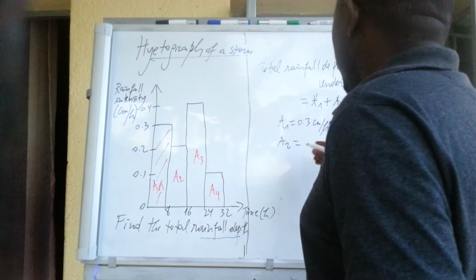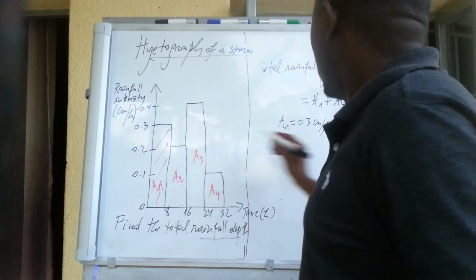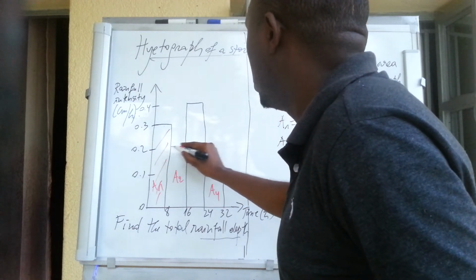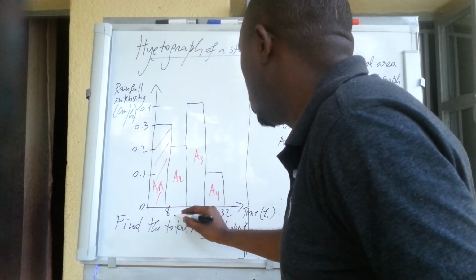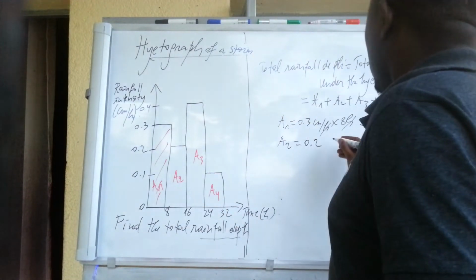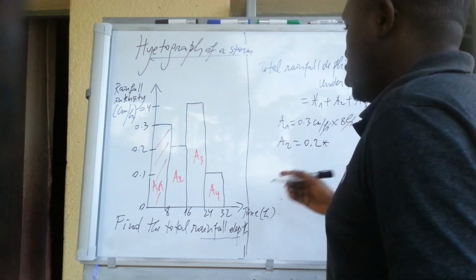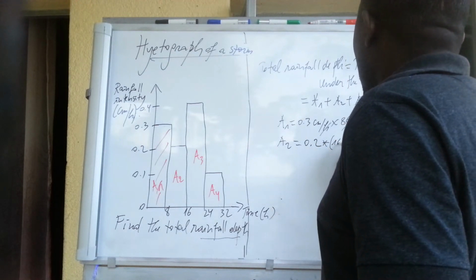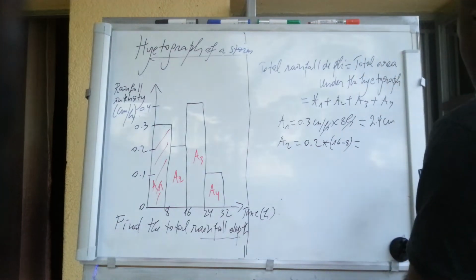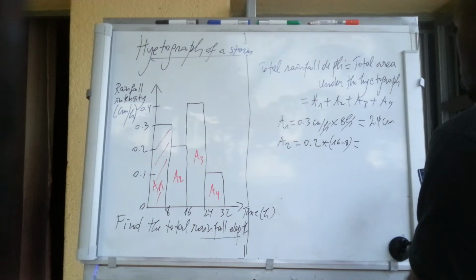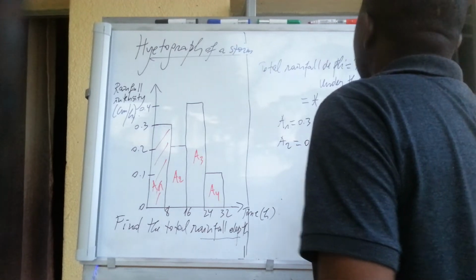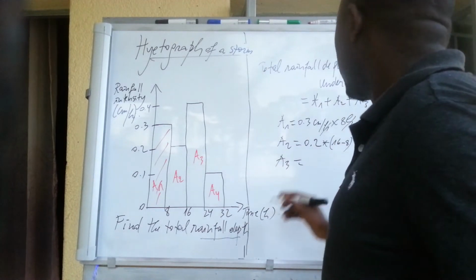So area 2, if you want to compute area 2, you take 0.2, that is the rainfall intensity, times the change in time. Here the change in time is 16 minus 8. So it is 0.2 times 8, which is 1.6 centimeter.